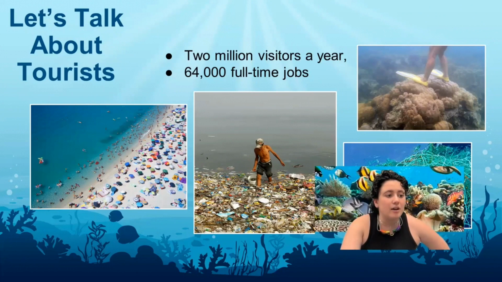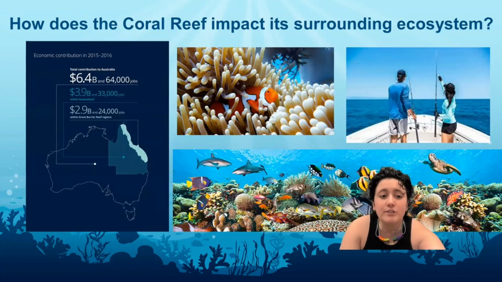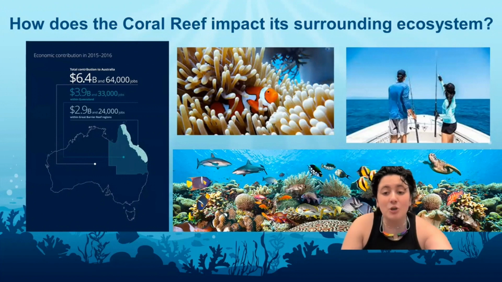So let's talk about how the reef impacts the surrounding ecosystem. For starters, it protects against flooding, erosion of coastlines, and storms. It also provides jobs and sources of food for local communities. The reef generates about $6.4 billion a year for the Australian economy. That's a lot of money. It's also home to thousands of aquatic animals, being one of the most biodiverse environments in the whole world.